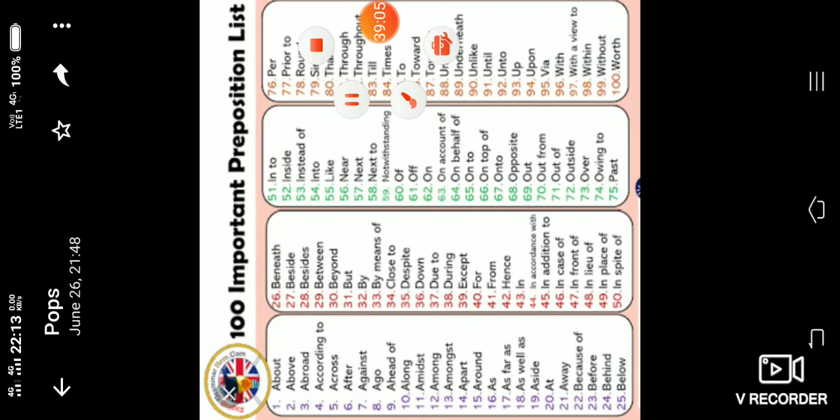So that is a list of 100 important prepositions. We have seen a lot of prepositions today, and towards the end of this online English class on prepositions, what we have learned is about 100 different prepositions.